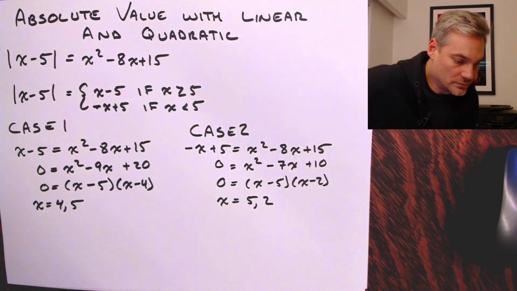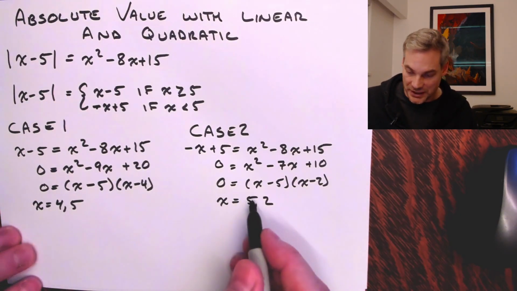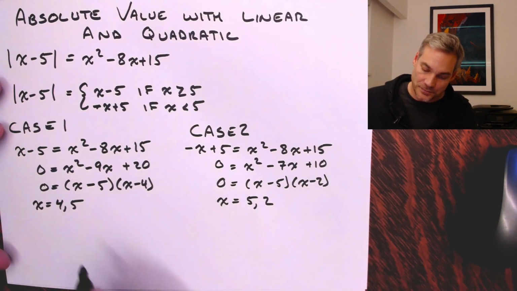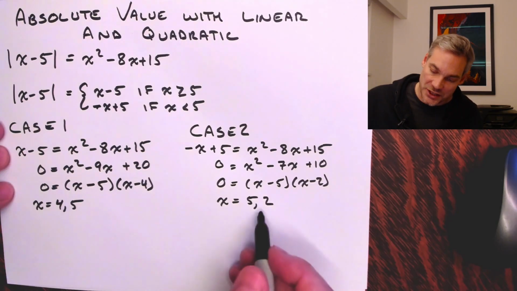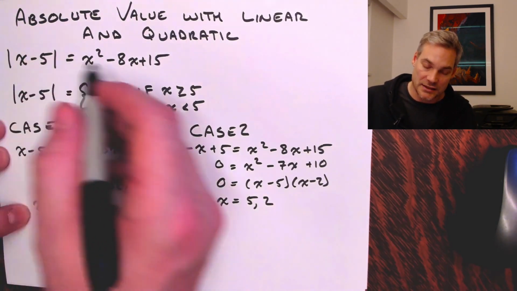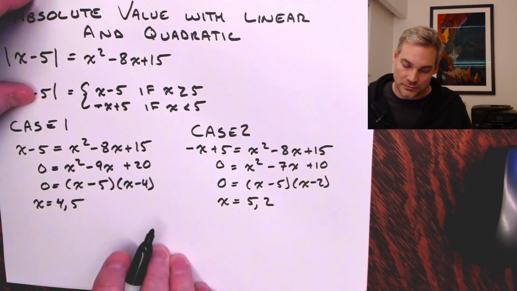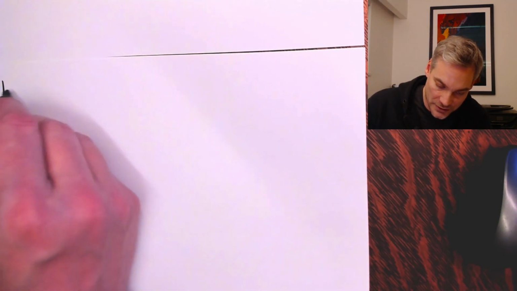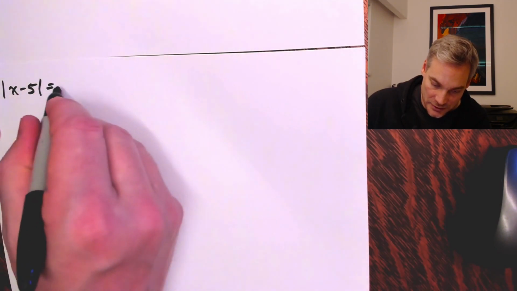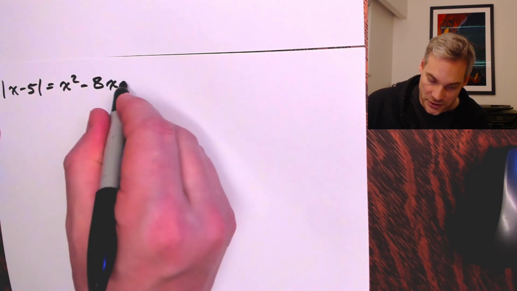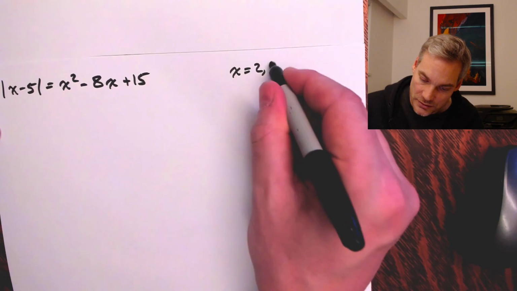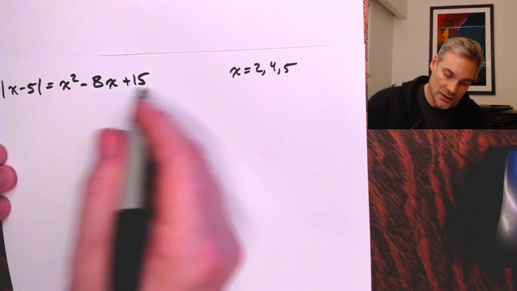So we notice that we have a common root here anyway, but we're going to now check all our possible answers. When we check, we take the possible root and substitute it back in to see if they do equate. So I'm going to write that back out. We have |x − 5| equals x² − 8x + 15. And my three possible roots were 2, 4, and 5. So now I put those in.